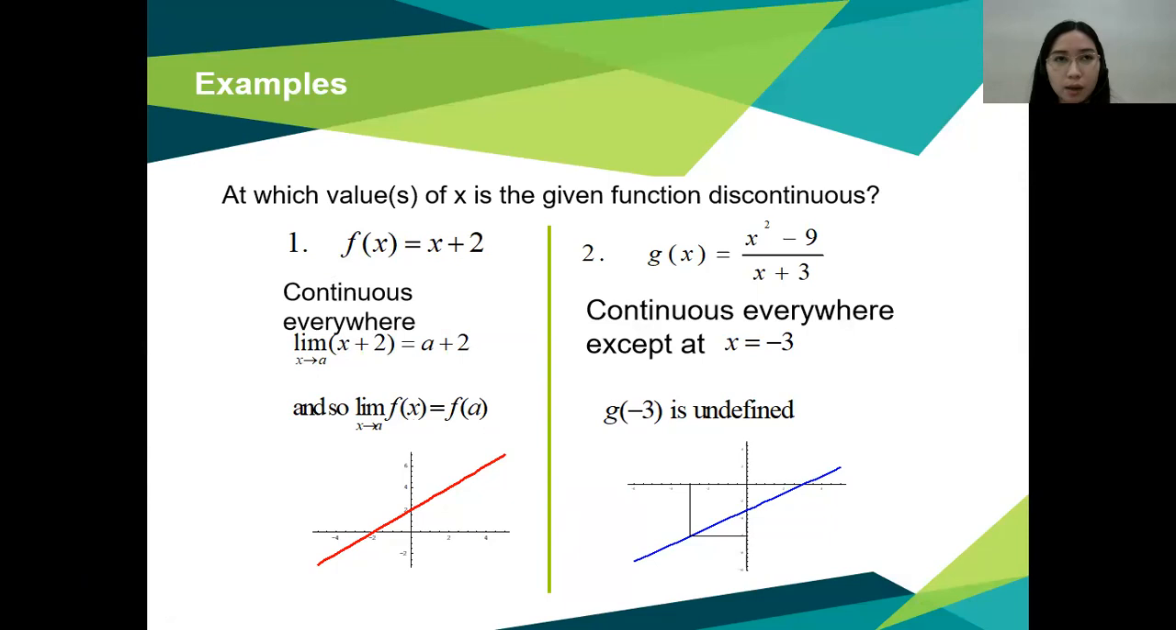We applied and checked this using the properties of continuous functions. There should be no holes, no interruptions, no uncertainties. Okay? So for number 2, g of x is equal to x squared minus 9 over x plus 3. If the value of x is negative 3, it is no longer continuous at that point. Therefore, it is continuous everywhere except at x equal to negative 3, since g of negative 3 is undefined. At this point, it is undefined.